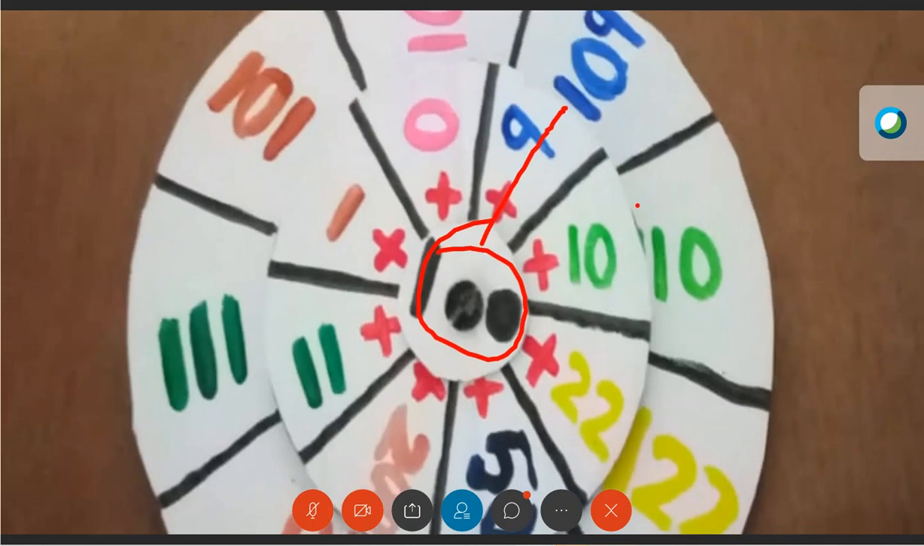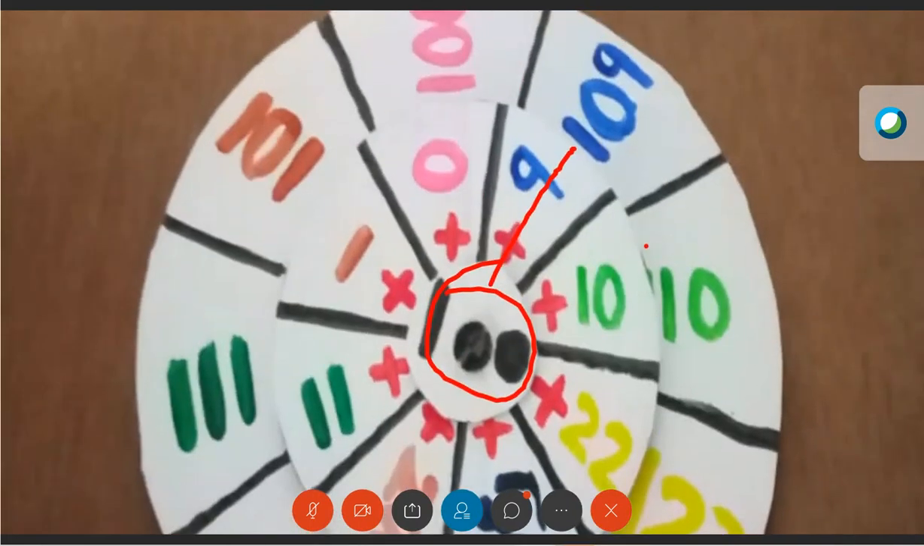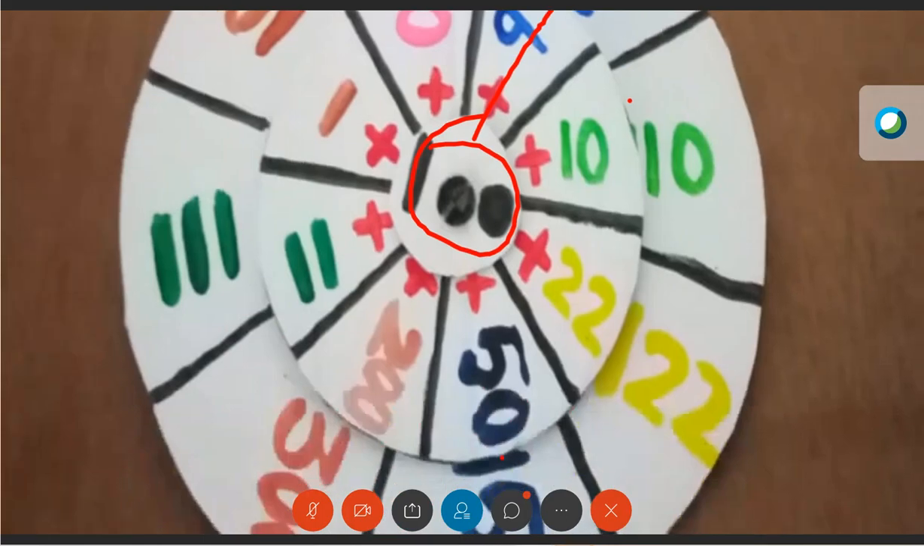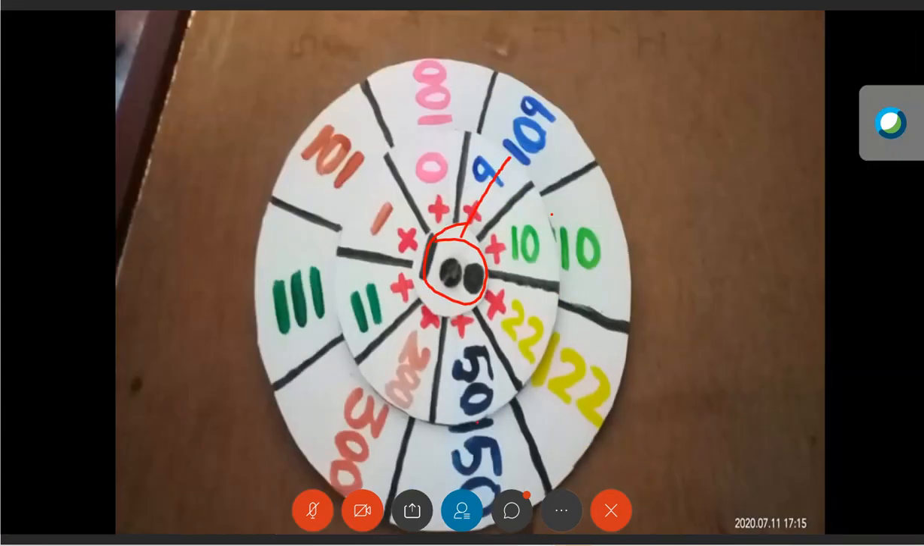Actually, that is addition with the 100, ma'am. Yes, addition. 100 plus 1 is equal to 101. 100 plus 9 is equal to 109. Likewise, 100 plus 10 is equal to 110. 100 plus 22 is equal to 122. Likewise, you can make any addition. 100 plus 50 is equal to 150. You add the 100 with the number and write the answer in the big wheel.